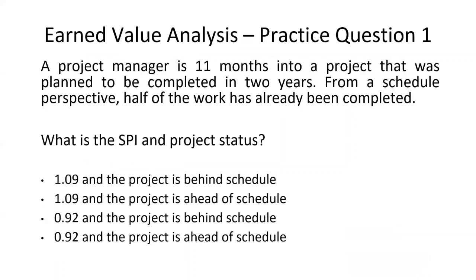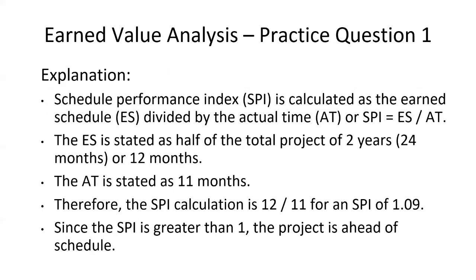So just a couple of practice questions here. A project manager is 11 months into a project. The project was planned to be completed in 2 years. From a schedule perspective, half of the work has been completed. What is the SPI and project status? You can pause your video here and answer it, but I'll just continue with the solution.